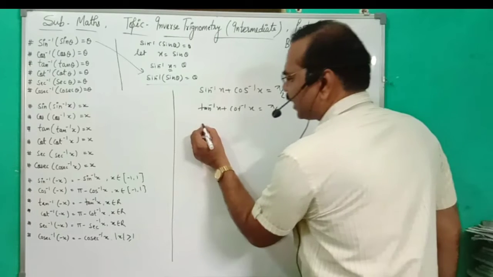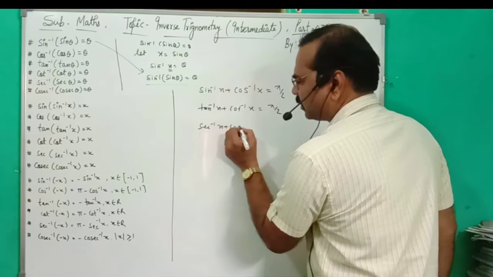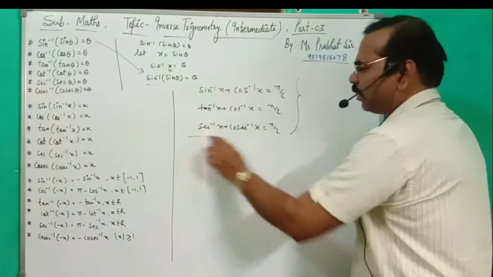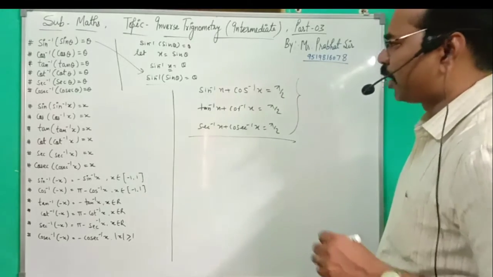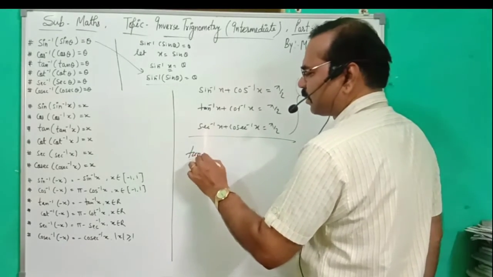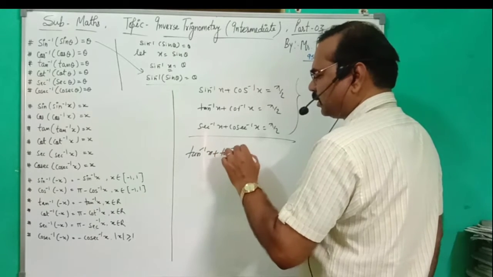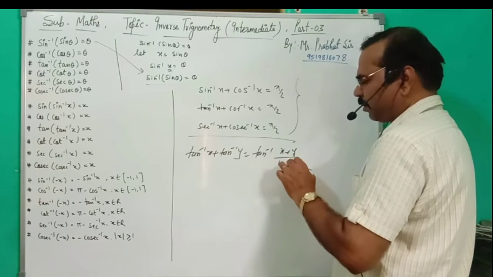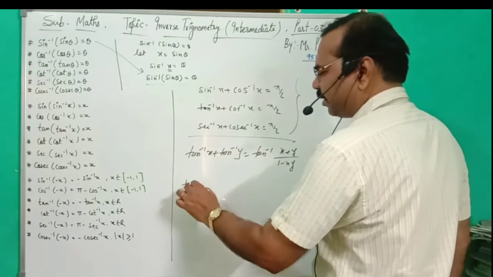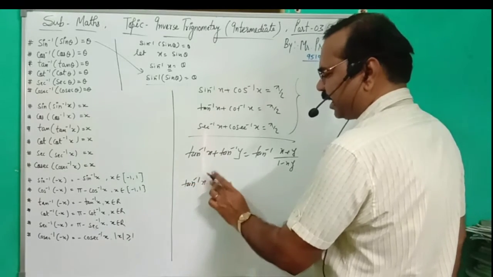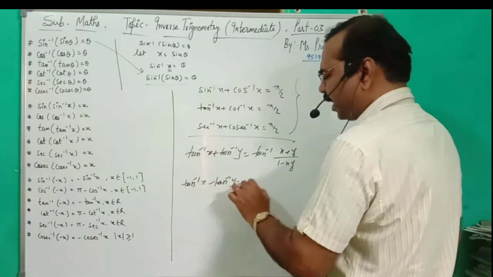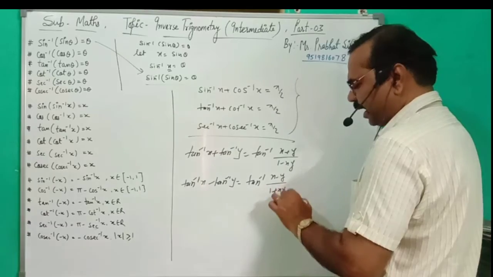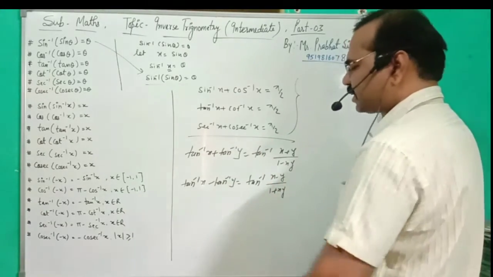Now the next one is sec inverse x plus cosec inverse x is equal to pi by 2. That property we are using in trigonometric functions. Here are some more important formulas. Tan inverse x plus tan inverse y we can write as tan inverse of (x plus y) upon (1 minus xy). Next, tan inverse x minus tan inverse y we can write as tan inverse of (x minus y) upon (1 plus xy).